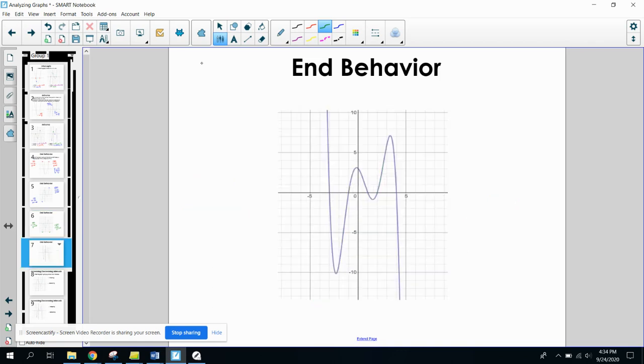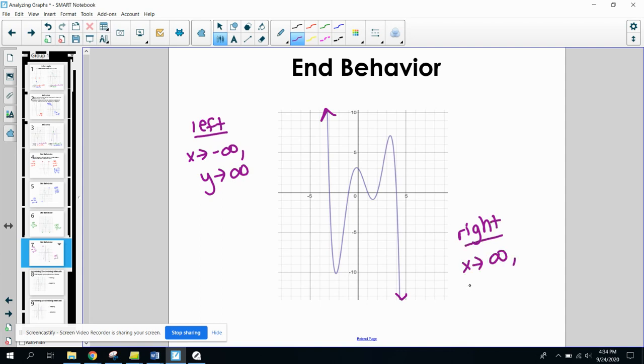Okay, let's look at one more. Again, I'm going to draw my arrows in. So the shape of the graph doesn't really matter. All we're focusing on are the ends, where we drew those arrows. So again, we have to do both ends. So we look at the left. Here we're in the second quadrant. So as x approaches negative infinity, y approaches positive infinity. On the right end over here, we're in the fourth quadrant. So as x approaches positive infinity, y approaches negative infinity.